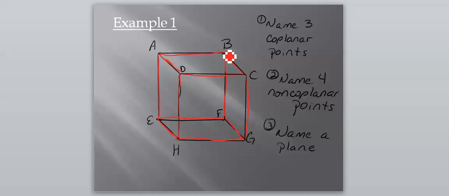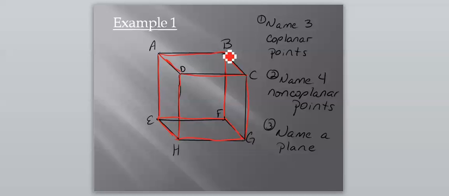So we're going to name 3 coplanar points. So if you picture a box and think about a piece of paper, a flat, rigid piece of paper that you cannot bend. 3 coplanar points will be on the same plane. So you would be able to lay the piece of paper down and touch 3 points all at once without having the paper bend.